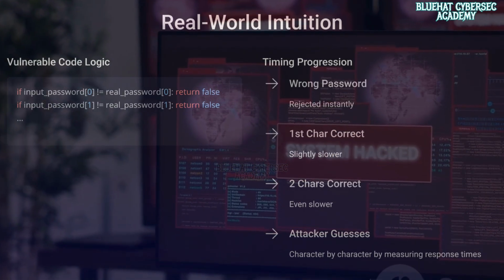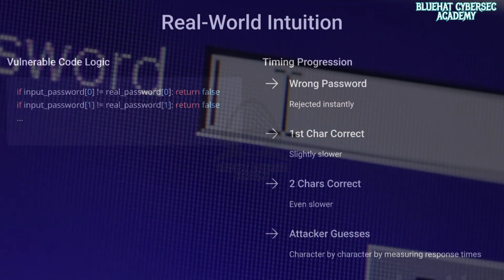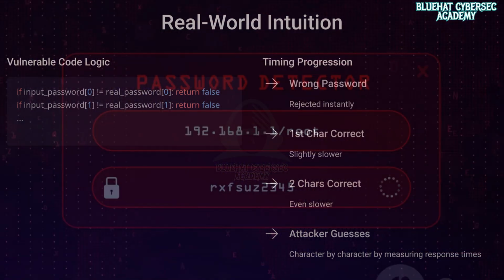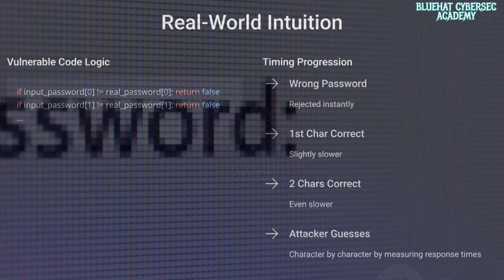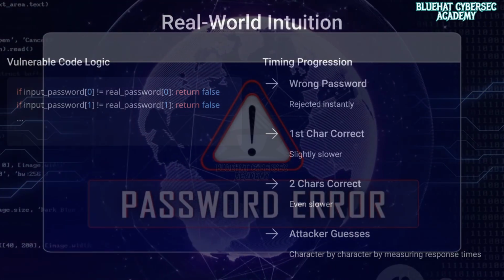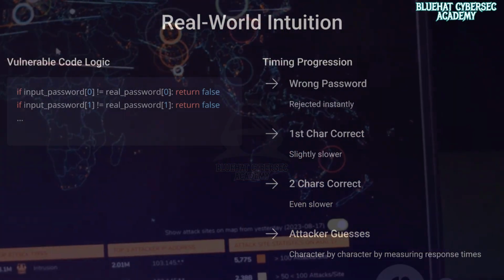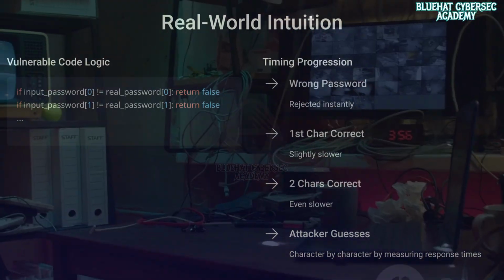Now imagine this in a real-world scenario. Think about a login system that checks a password as it is appearing on the screen. If the system stops checking as soon as it finds a wrong character, then something interesting happens. A completely wrong password gets rejected very fast. If the first character is correct, the response is slightly slower. If the first two characters are correct, it takes even longer. And just like that, by measuring response times, an attacker can guess the password character by character.